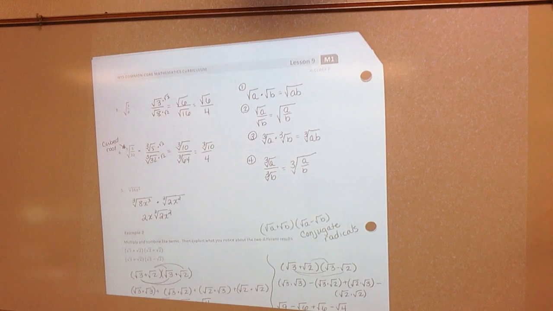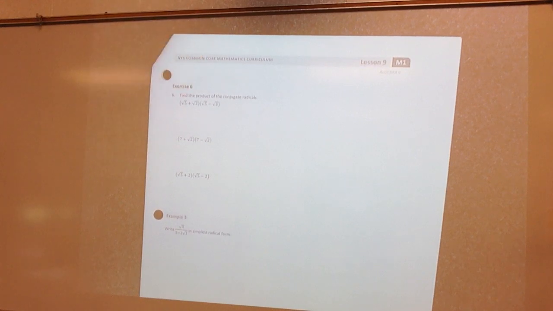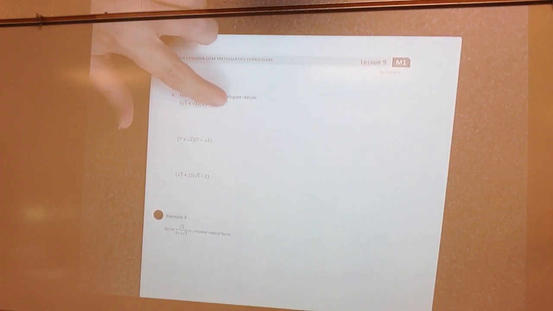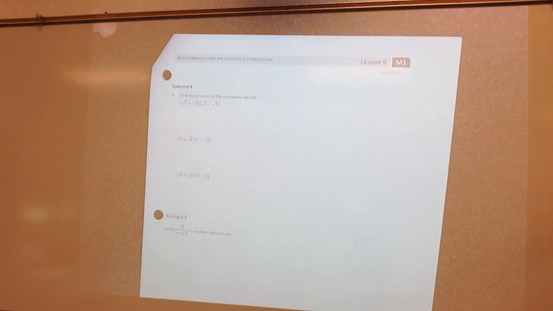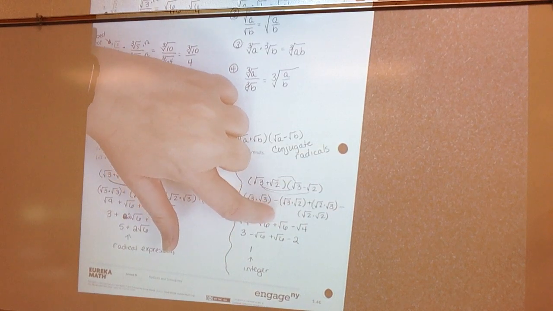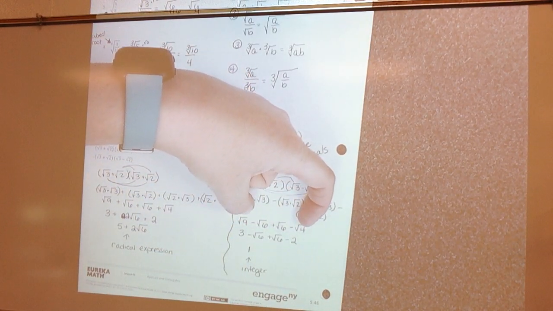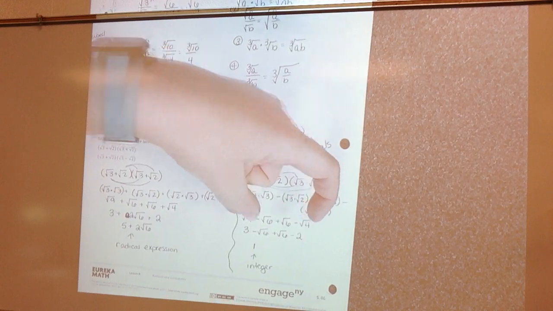Alright, so I've introduced you to conjugate radicals. Find the product of the conjugate radicals. This should not be difficult. They are conjugate radicals, guys. Go back and look at our conjugate radical. What happened to our middle part? It canceled out. So the only thing I had to figure out was the first part and the last part.